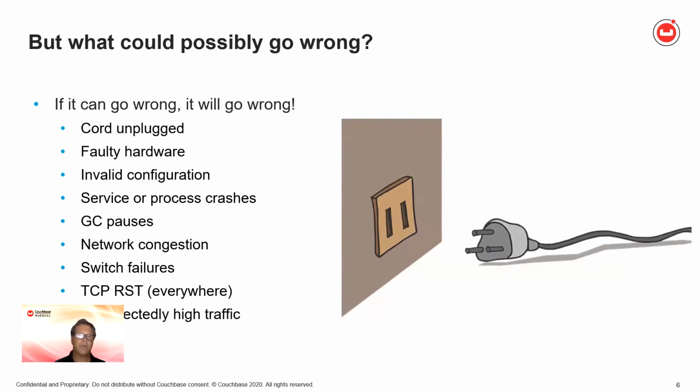But what could possibly go wrong? Well, if it can go wrong, it will go wrong. Cords are unplugged, we have faulty hardware, invalid configurations, server or process crashes, garbage collection pauses, network congestion, switch failures, TCP resets, unexpectedly high traffic, etc. Any number of things can go wrong.